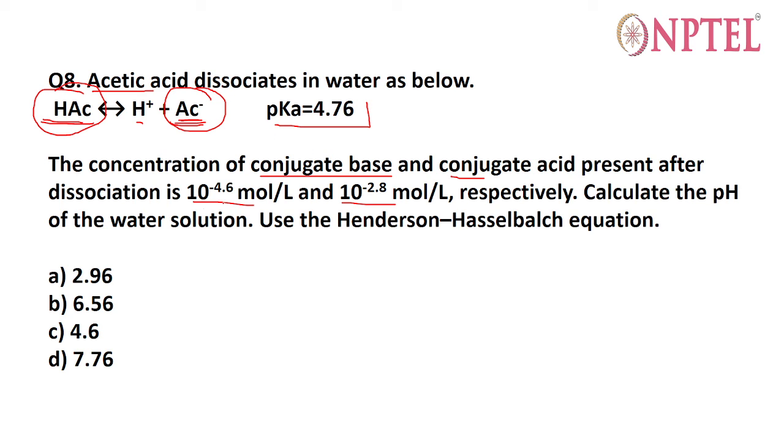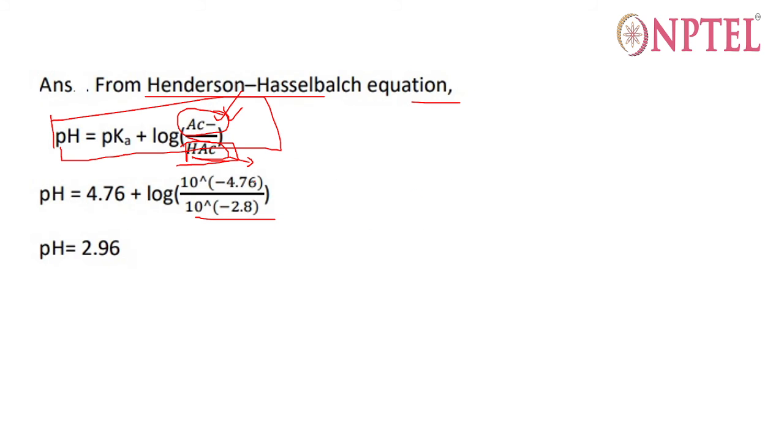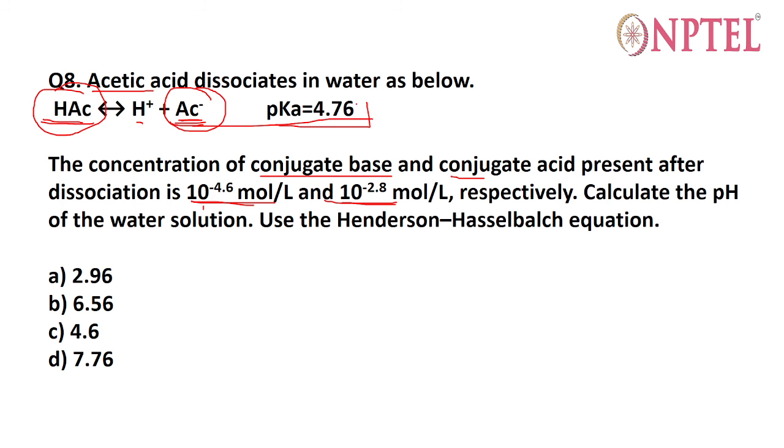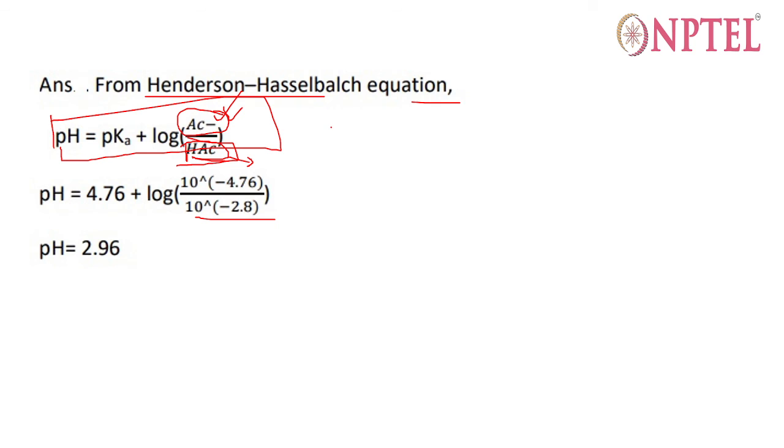So you know the concentration of each base and acid. Just write it down in the respective places, and then you know the pKa for this reaction, that is 4.76. Just calculate and you will find the pH as 2.96 for that water solution.